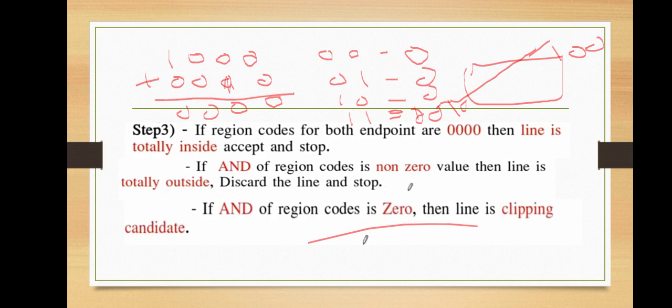And if the AND of the region codes is 0, then the line is a clipping candidate. In case of an inside line or an outside line, you need not go beyond step 3. But if the AND of the region codes is 0 and the line is a clipping candidate, you must go to step number 4.